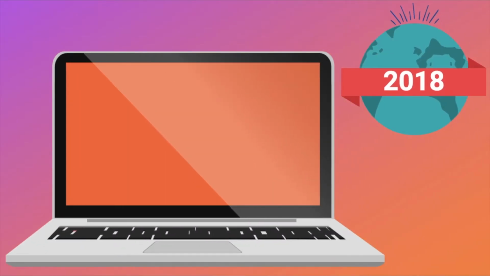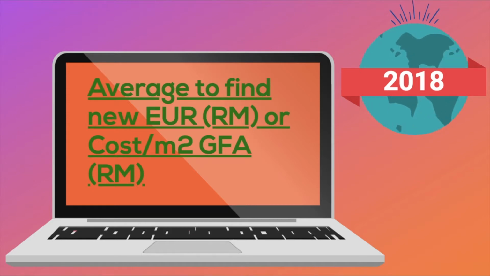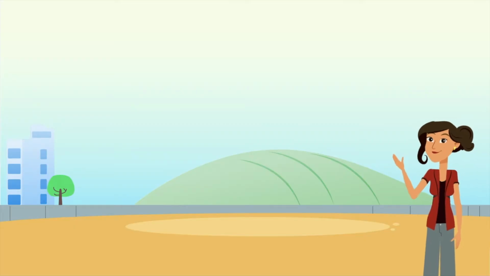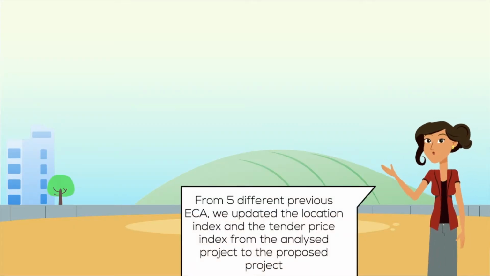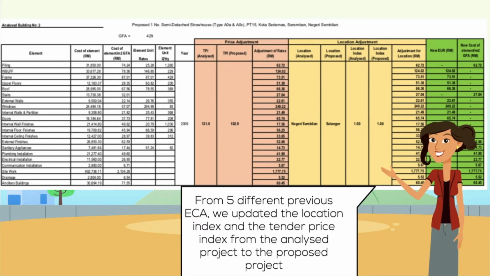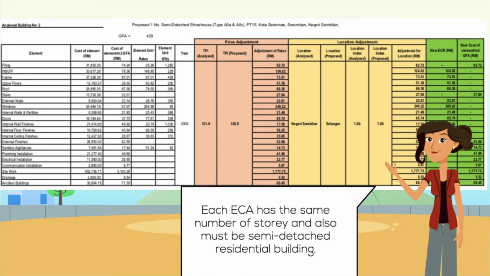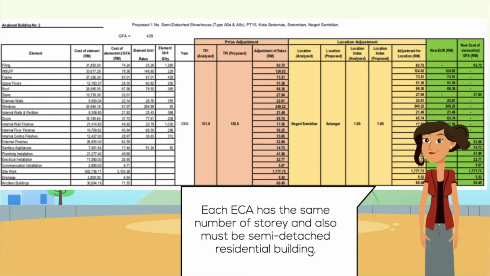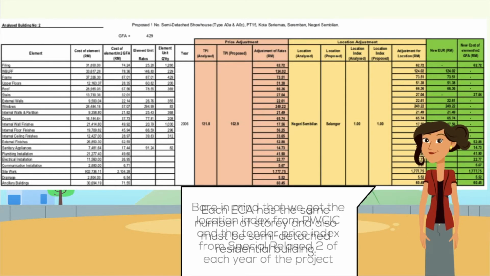In order to make the preliminary estimate, the first thing that we need to do is to find the average of elemental unit rate and quantity from analyzed projects. From 5 different previous ECAs, we updated the location index and the tender price index from the analyzed project to the proposed project. Each ECA has the same number of stories and also must be a semi-detached residential building. Bear in mind that we got the location index from PWCIC and the tender price index from Special Release 2 of each year of the project.